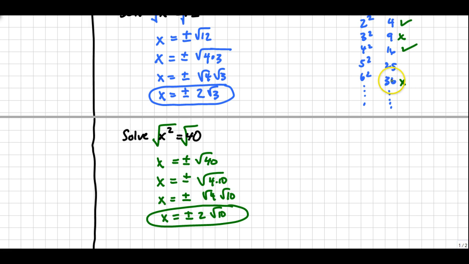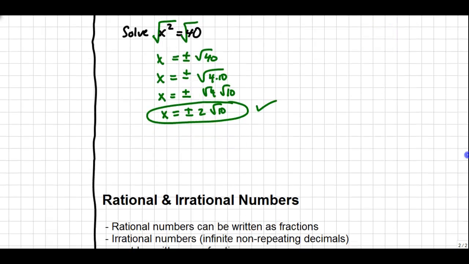9 is a factor of 36. So if you're pulling out a 9 from your number, see if you can pull out 36 as well. Always try to grab the largest number that you can. So again, this is a more simplified version of what we had when we solved. Students will need to simplify the radical as much as possible.